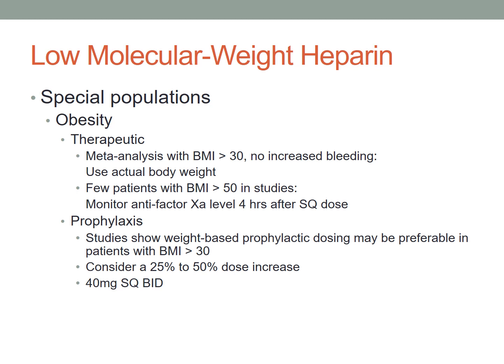So, in prophylactic dosing of low molecular weight heparins in obese patients, studies have shown that weight-based prophylactic dosing may be preferable in patients with a BMI greater than 30 instead of the fixed doses that we normally use. You can consider a 25 to 50% dose increase in these patients, or a lot of times in practice we'll use a 40 milligram sub-Q BID.